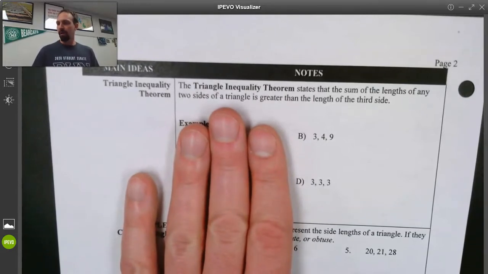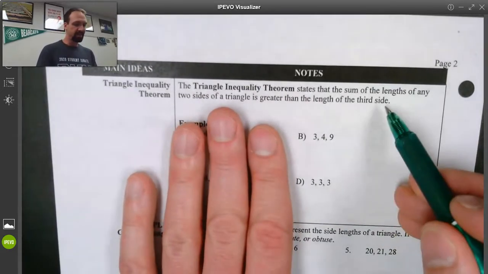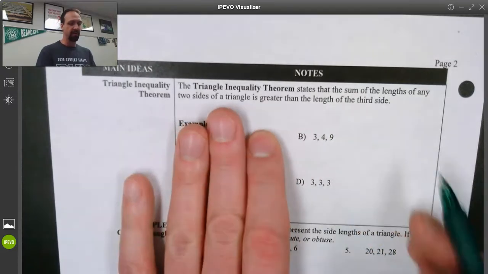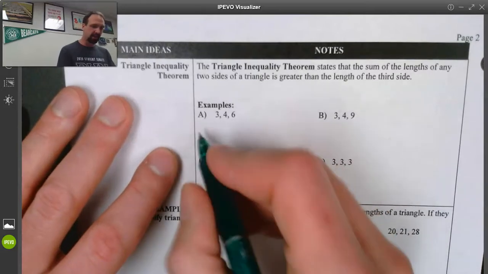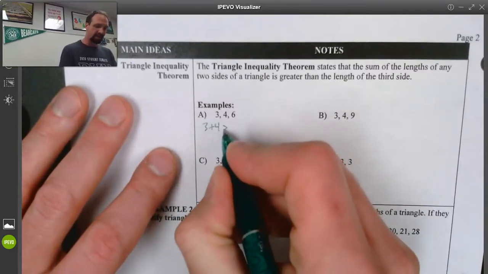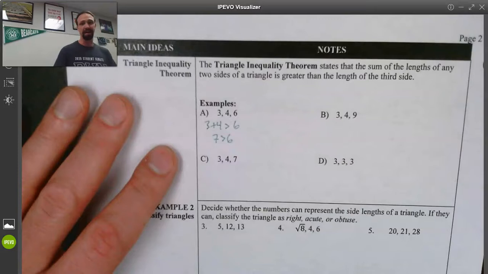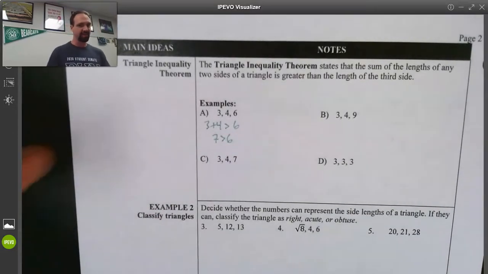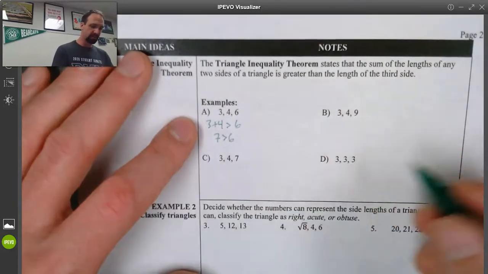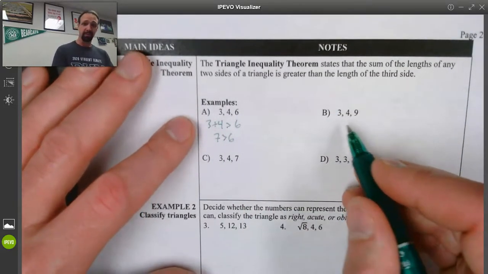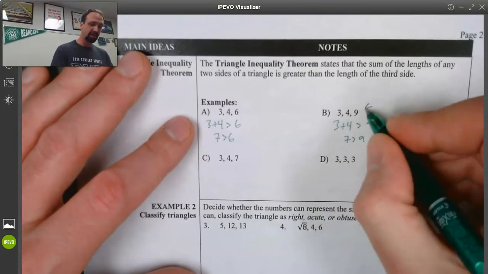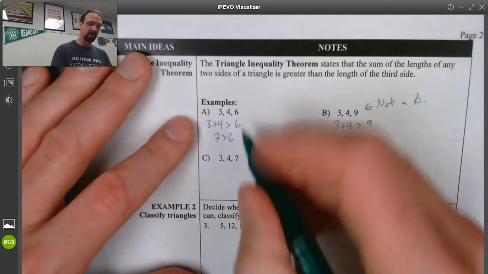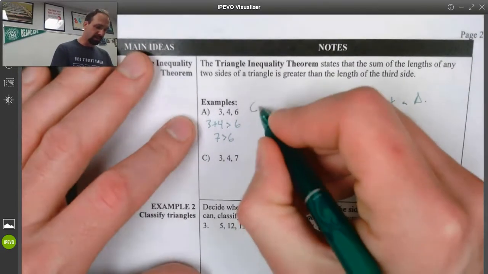The triangle inequality theorem says that the sum of the lengths of any two sides of a triangle is greater than the length of the third side. So that means if I take 3 plus 4, that has to be greater than 6 for this to be a triangle. So this could be a triangle. For this one, 3 plus 4 is greater than 9? Well, that's false because 7 isn't greater than 9. So this is not a triangle.